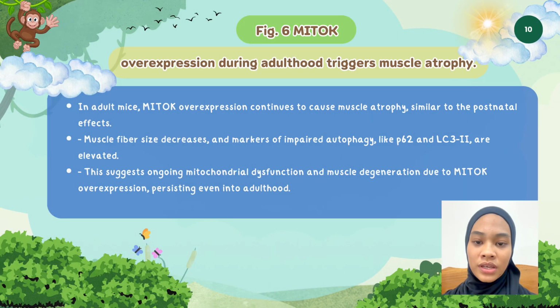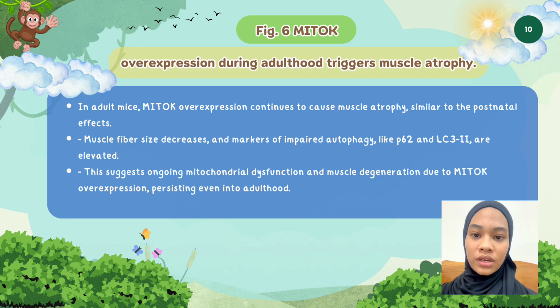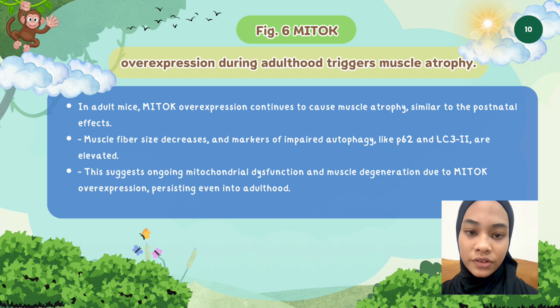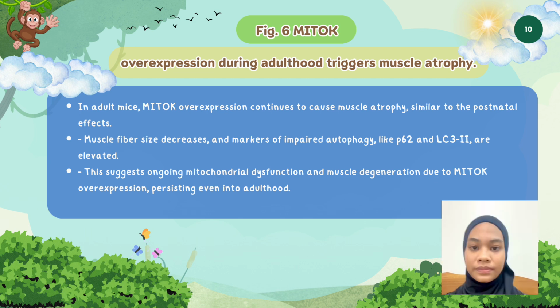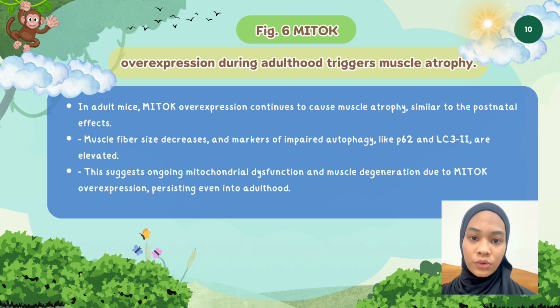Fig 6. Mitochondrial overexpression during adulthood triggers muscle atrophy. In adult mice, mitochondrial overexpression continues to cause muscle atrophy, similar to the postnatal effect. Muscle fiber size decreases, and markers of impaired autophagy like p62 and LC3II are elevated. This suggests ongoing mitochondrial dysfunction and muscle degeneration due to mitochondrial overexpression persisting even into adulthood.